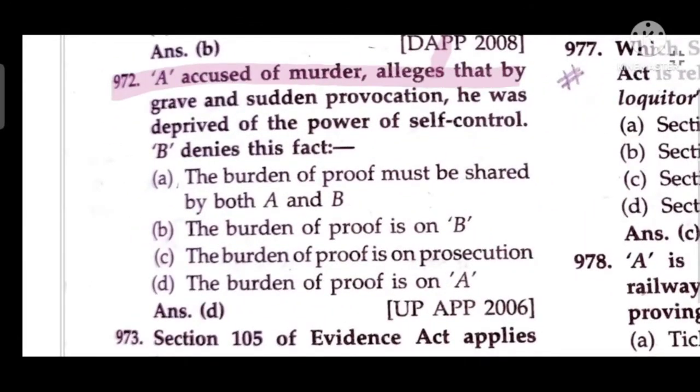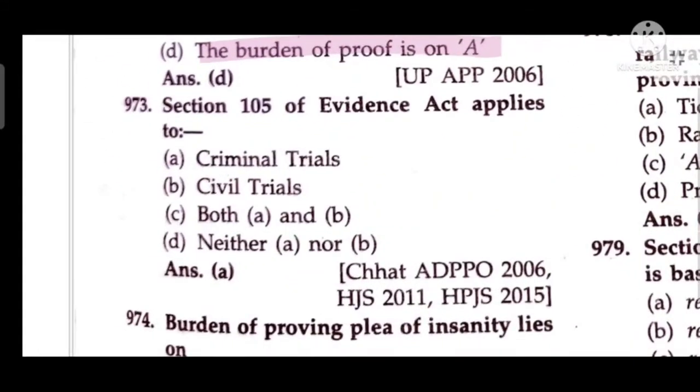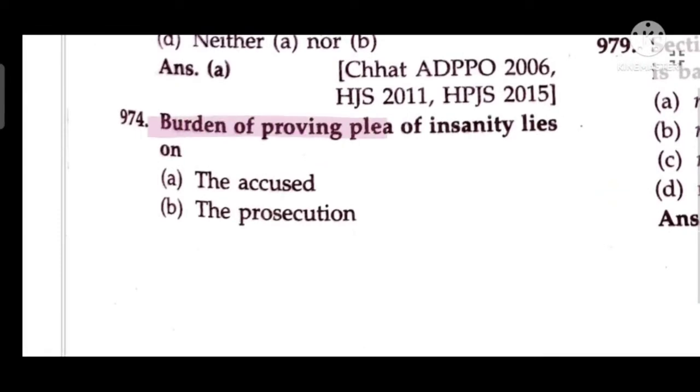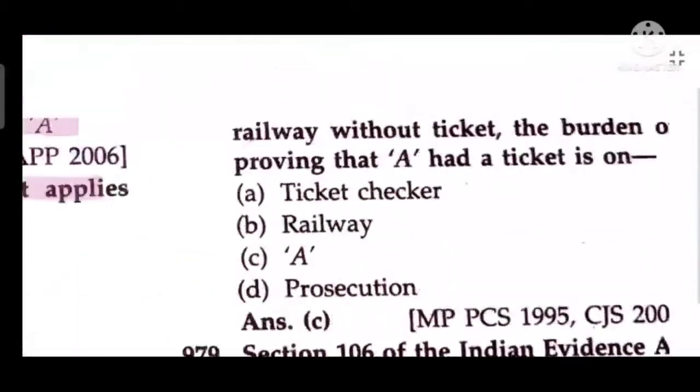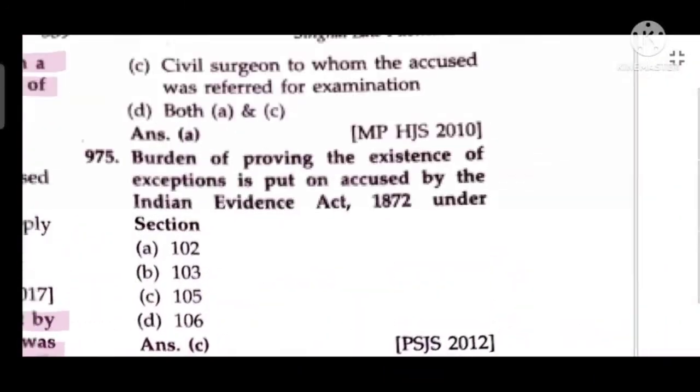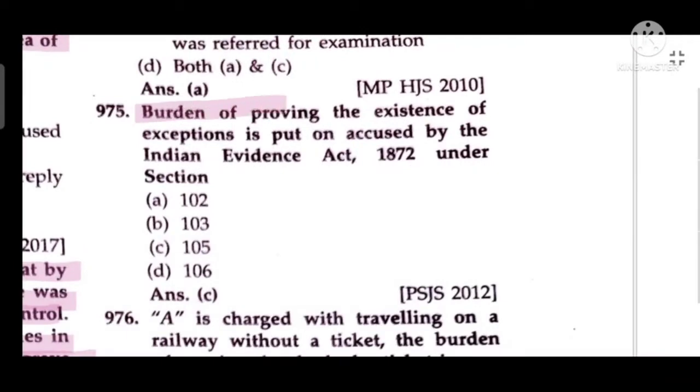A is accused of murder, alleging grave and sudden provocation. He was deprived of the power of self-control. B denies the fact. The burden of proof is on A. Section 105 of the Indian Evidence Act applies to criminal trials. The burden of proving the plea of insanity is on the accused. The burden of proving the existence of exceptions is put on the accused by the Indian Evidence Act 1872 under Section 105.